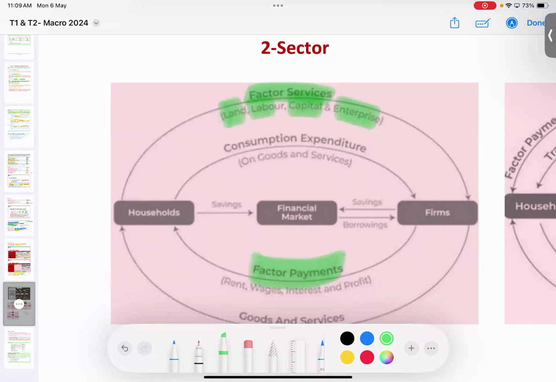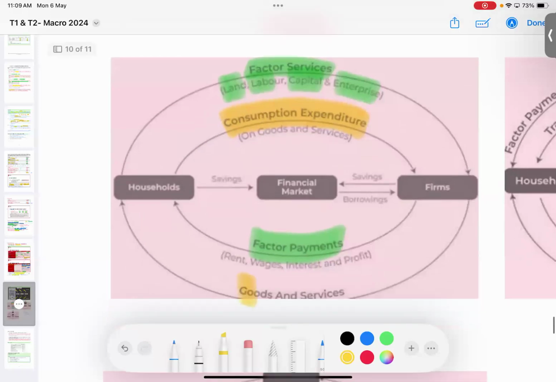Once we have the money, we can buy goods and services, consumption expenditure. We spend money on firms, and therefore we get goods and services. So that's the simple one. Two sector economy. That means you only look into households and firms. You look into the flow of income within these two. But is it realistic? No. Why? Because it excludes government, it excludes international trade. So therefore this is not realistic.